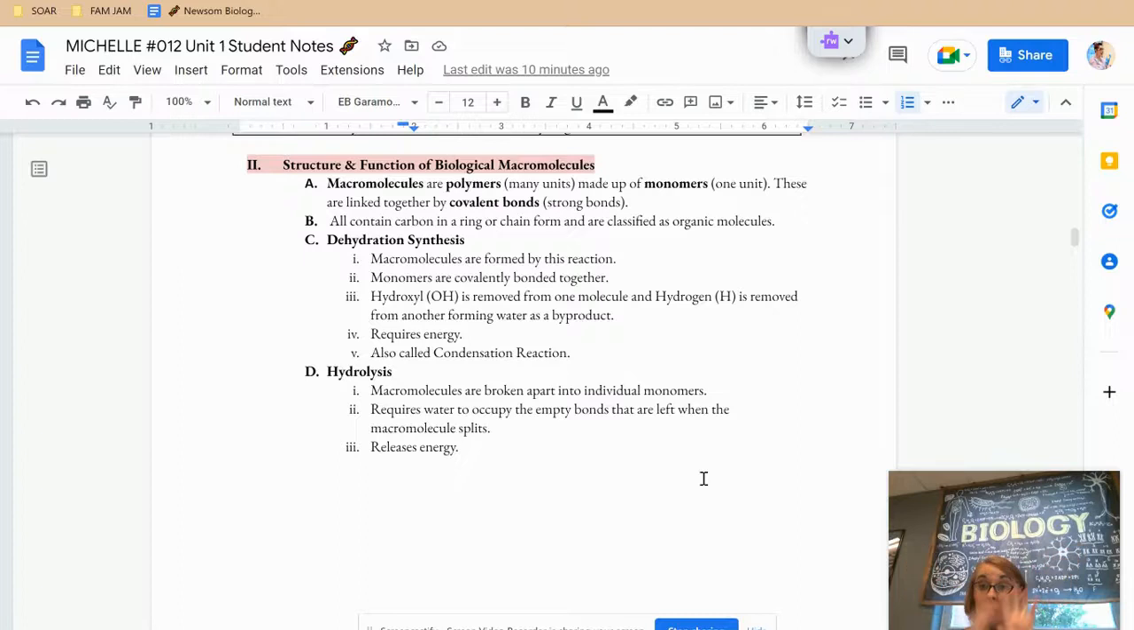Okay, so just to recap, we've got our macromolecules that we are building using those covalent bonds in the process of dehydration synthesis. And then when we need to break them back down, we're breaking them down with the process of hydrolysis. Now that you know the secret and the rest of the story, this is so super easy, isn't it?